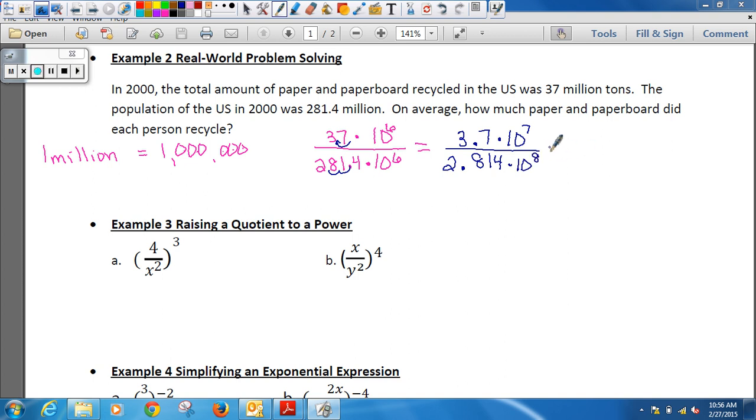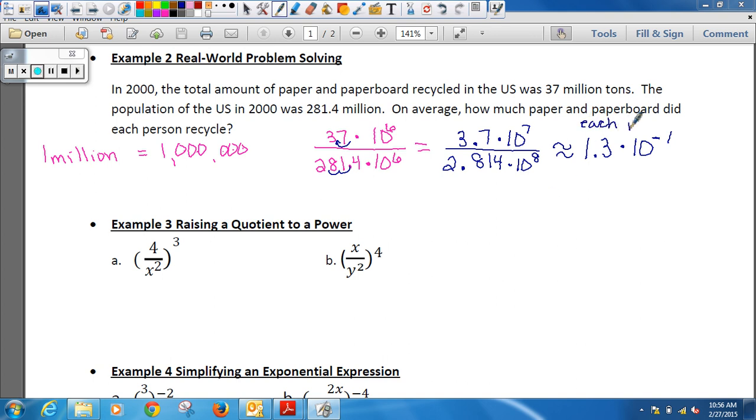Now I'm going to go ahead and divide this. It's going to give me an approximate number. 3.7 divided by 2.814 is approximately 1.3 times 10 to the, and I subtract my exponents, so it's 7 minus 8, which is negative 1. This is written in scientific notation because 1.3 is between 1 and 10 and I have a base of 10, so I can go ahead and write my final answer.